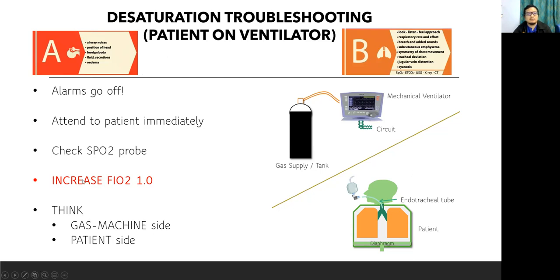Okay, so the first thing you have to do is to increase the FiO2, increase the oxygen concentration, and you have to think of two things. You have to think of the gas machine side, the oxygen outlet at the wall, or you have to think of the patient side. These two can be the potential problem.